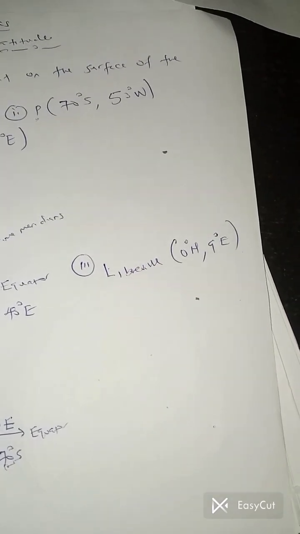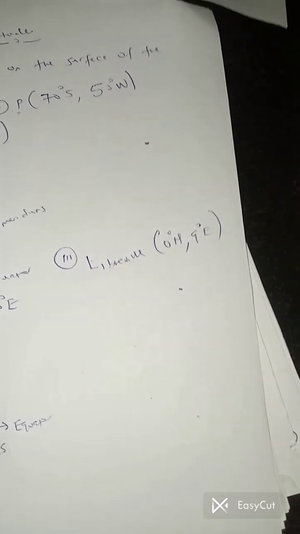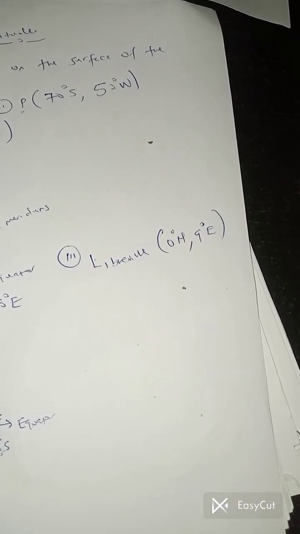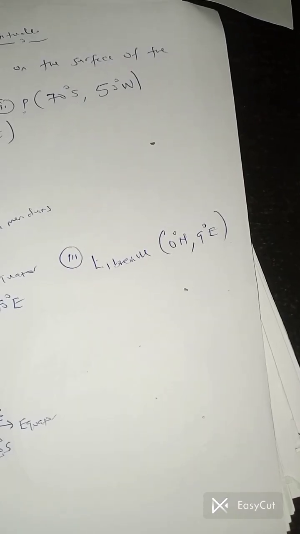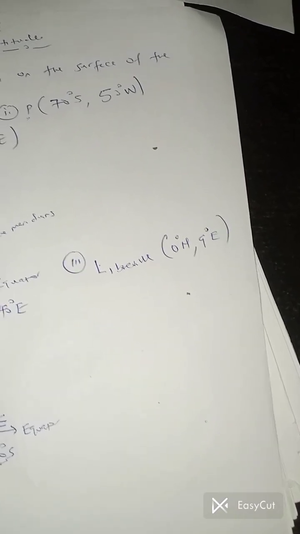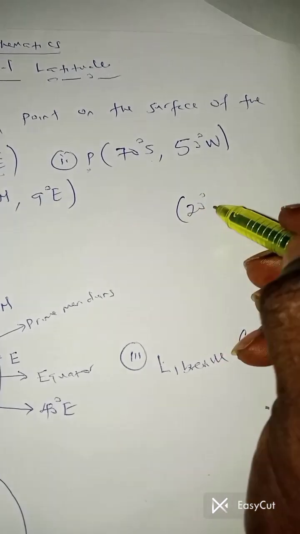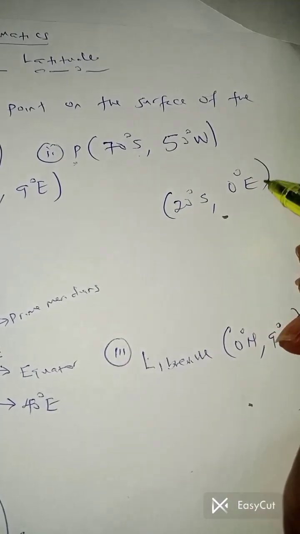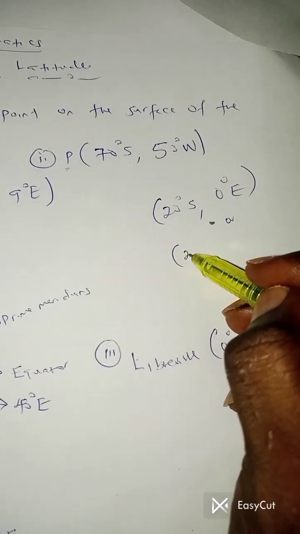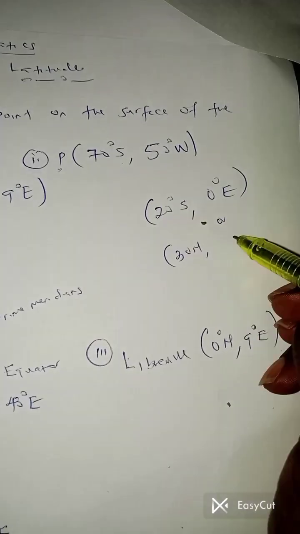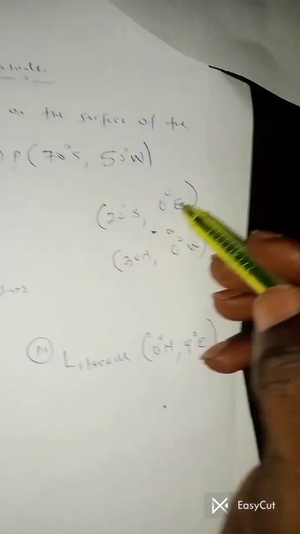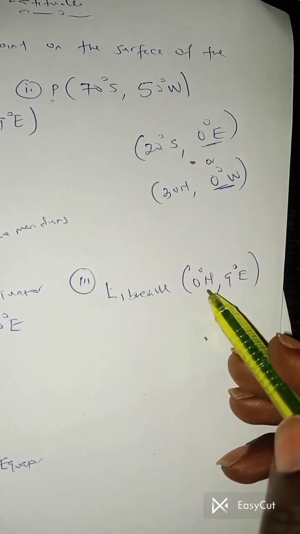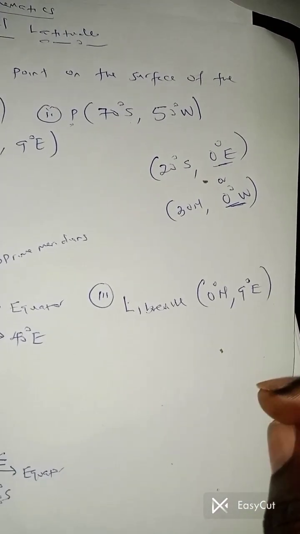Whenever you are solving a problem and you have 0° east or 0° west, it simply means that they fall on the Greenwich meridian, or prime meridian. So wherever you are facing a problem, let's assume they give you something like 20° south, then say 0° east, or 30° north, or they say 0° west. Anything 0° east or 0° west simply means they fall on the prime meridian, while anything 0° north or 0° south falls on the equator.